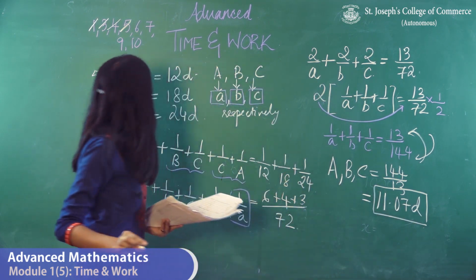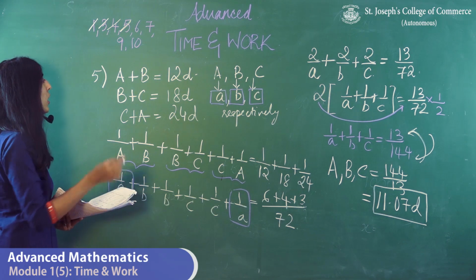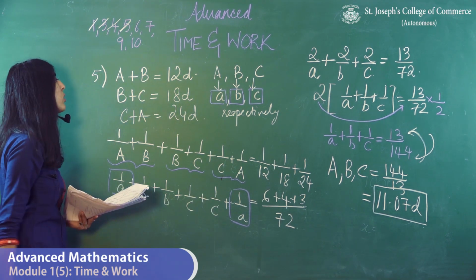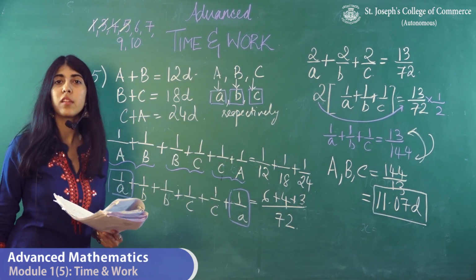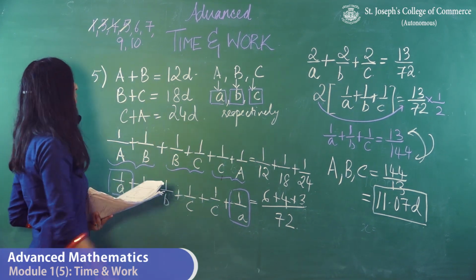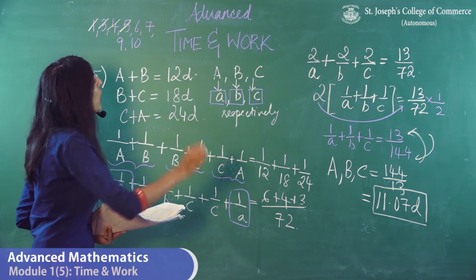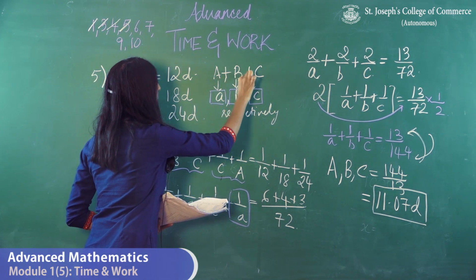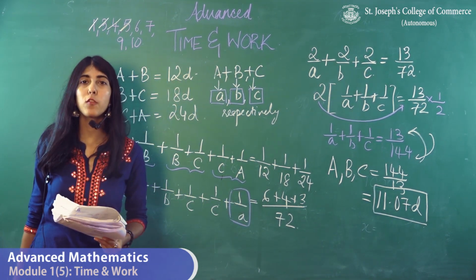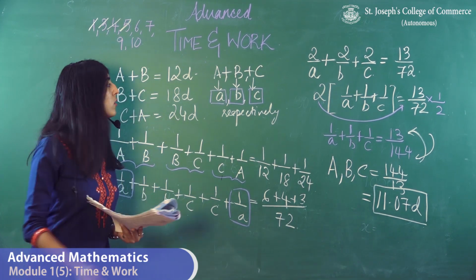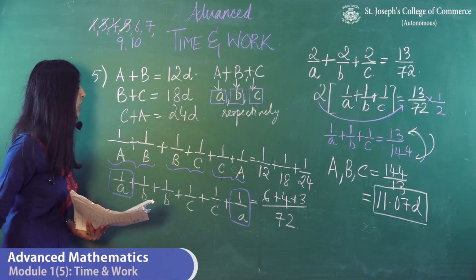Let me repeat. They've given you how much work A and B together would complete in what time? So that is 12 days. So B plus C will finish it in 18 days and C plus A will finish it in 24 days. You need to find what time A plus B plus C will take to finish the same work. Let's assume it to be a, b and c respectively.